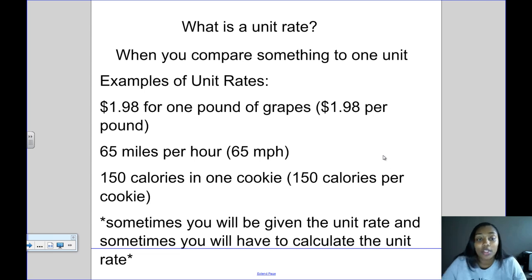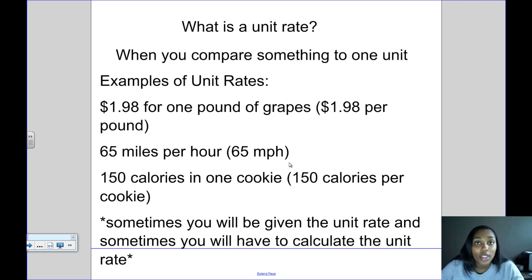So examples of some unit rates that you've probably seen in the real world. I'm sure you've gone to the grocery store and you see where they tell you that if you want to buy grapes, they're $1.98 per pound. So a unit rate would be $1.98 for 1 pound of grapes. And that would be a unit rate because this is how much it costs for 1 pound.